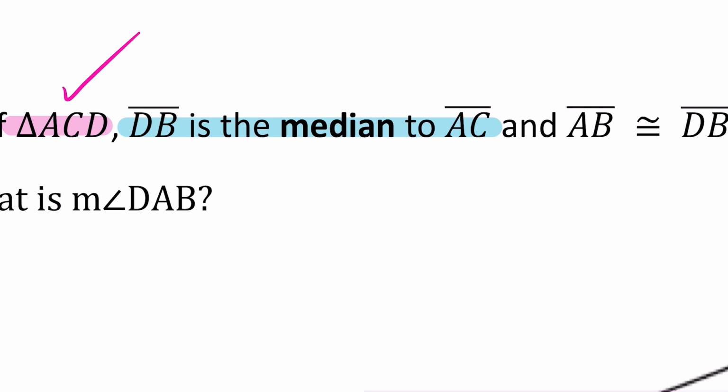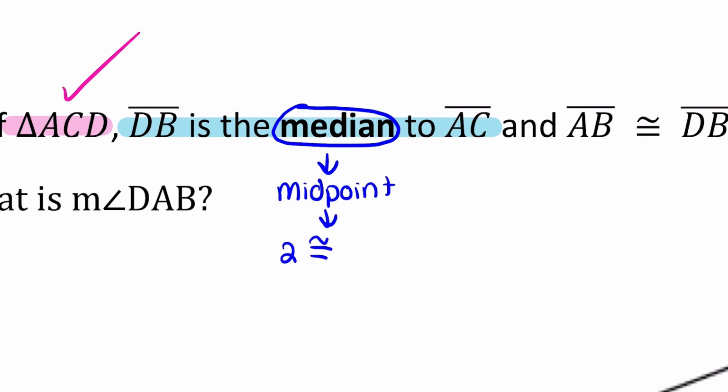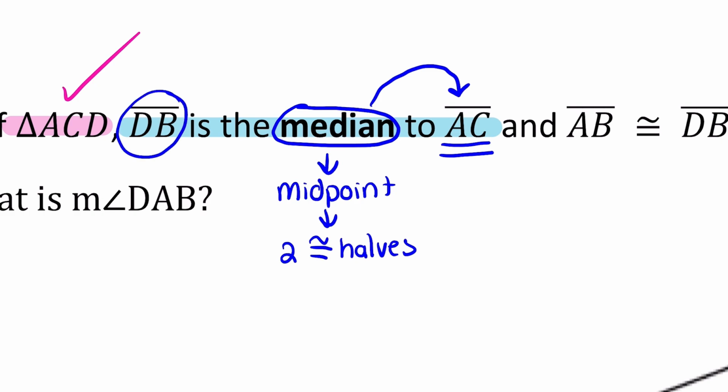Now, there's a couple of really important words here. Remember, median, I need to know that a median goes to a midpoint, and then a midpoint gives me two congruent halves. Now, again, this is all really key to the piece that comes after median. And in this case, it's AC. So AC isn't the median, DB is the median, right? They told me that DB is the median, but it's important because what's getting the midpoint? AC is getting the midpoint. What's getting the two congruent halves? AC is getting the two congruent halves. So this AC is really the star of the show.